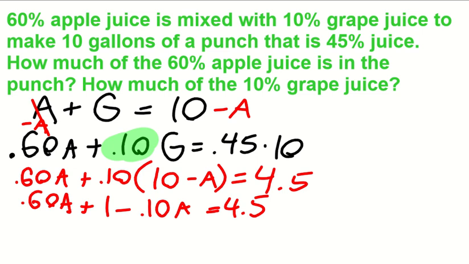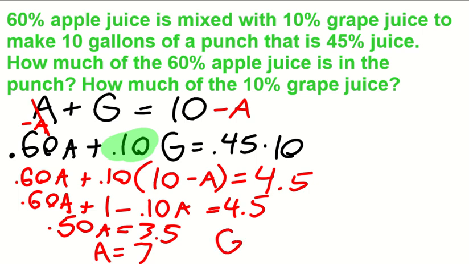Combine like terms, 0.60 minus 0.10 is 0.50A. I'm going to go ahead and just subtract the 1 also. So that gives me 3.5. When I divide then, A is going to equal 7. So A equals 7. Our first equation here, we got G equals 10 minus A. So 10 minus 7, G is equal to 3. Any questions there?